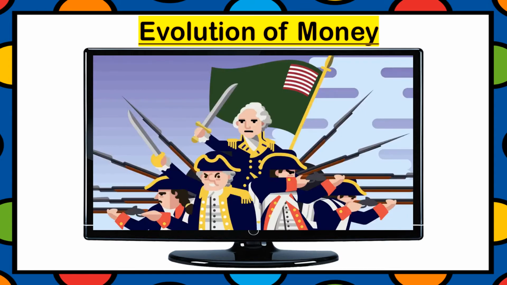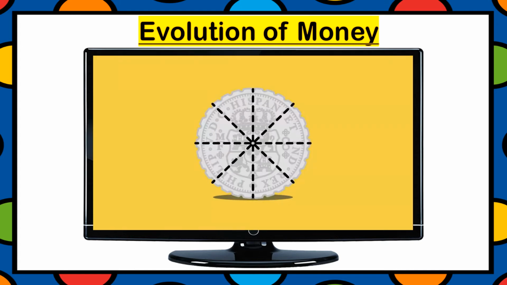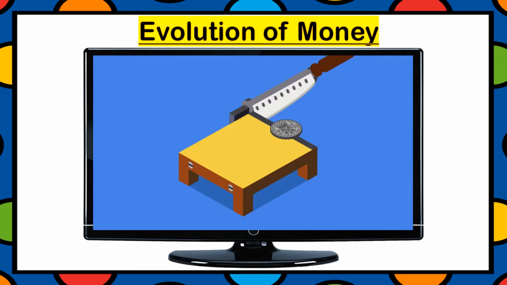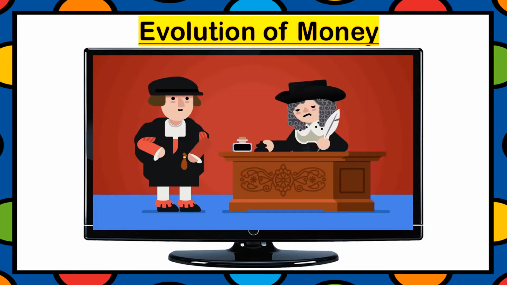Unperturbed, the colonists gathered any foreign currency they could get their hands on to use instead. Particularly popular was the large silver Spanish dollar, which was known as a piece of 8 because it was worth 8 reals. As it was made of silver, a soft metal, when someone needed change, you could literally cut it into pieces.